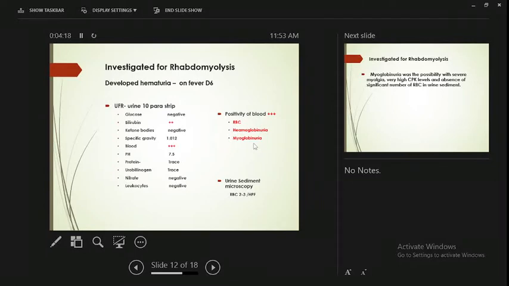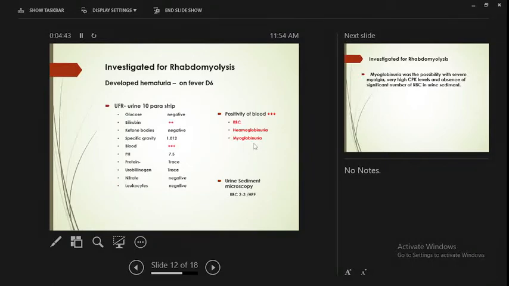Along with severe muscle pain, the patient developed hematuria on fever day 6. We have done a urine full report using a semi-quantitative urine dipstick. Here you can see it's positive for blood. So positivity for blood indicates presence of RBC, hemoglobinuria, or myoglobinuria.